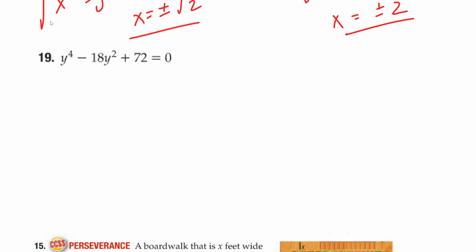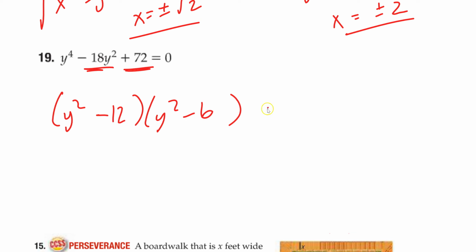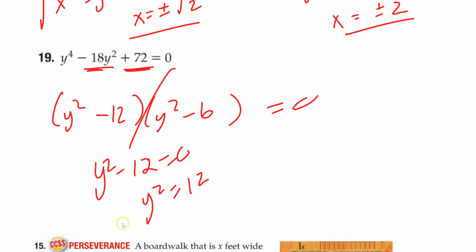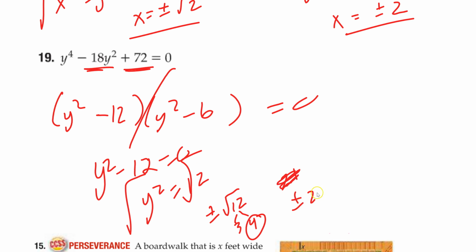Now this one, same thing. I can do it real quick. Half of that, so y squared, y squared. Two things that multiply to get 17, but I have to get 18. What is that? 12 and 6. Minus 12, minus 6 equals 0. Split it. Y squared minus 12 equals 0. Y squared equals 12. Square root it. Plus and minus rad 12, you've got to break that down though. 3 and 4. Square root of 4 is 2. So plus and minus 2 rad 3.